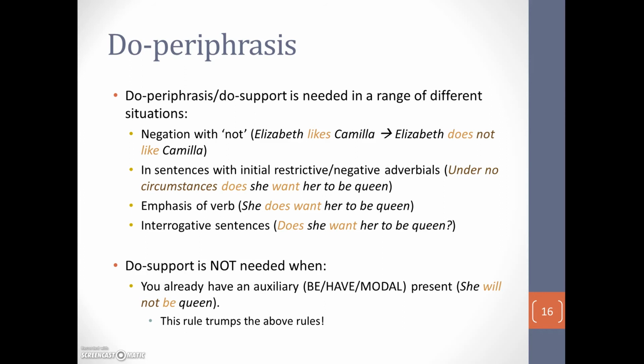So you can say she will not be queen, and will here is a modal verb, and that then supports the negation. So you don't have to say she will, does not be, or something like that, right? Makes no sense. So if you already have an auxiliary, then you can just stick in the negation not here, right? And that rule basically trumps all of the above rules. Yeah. That then we do not need do support.